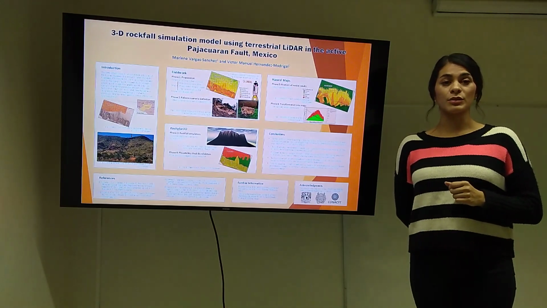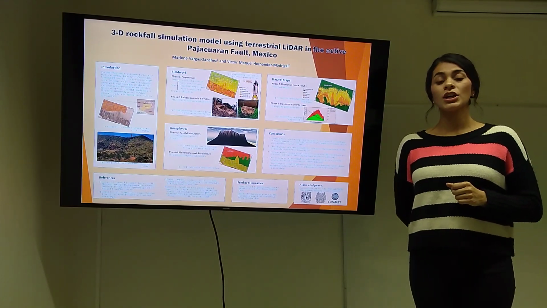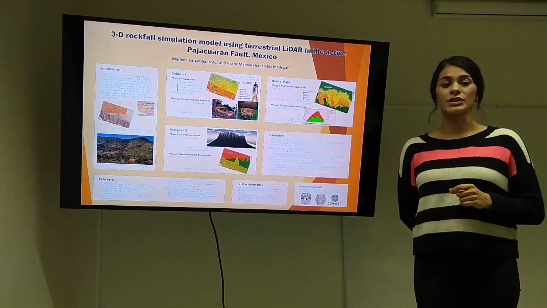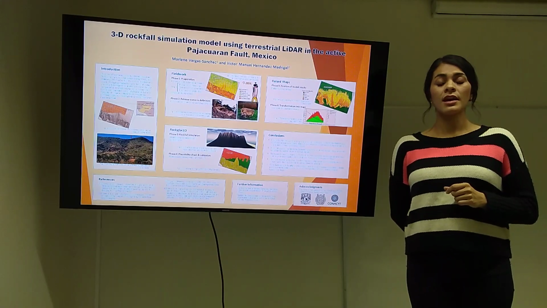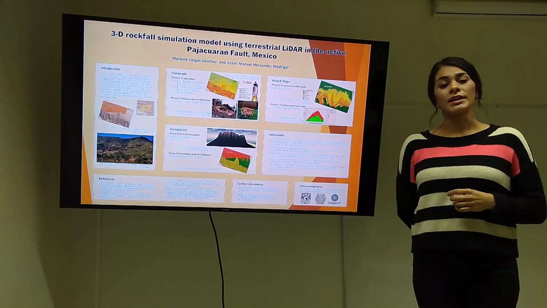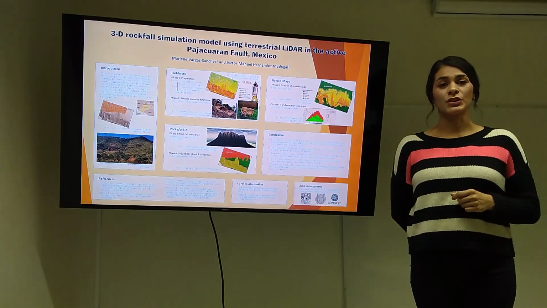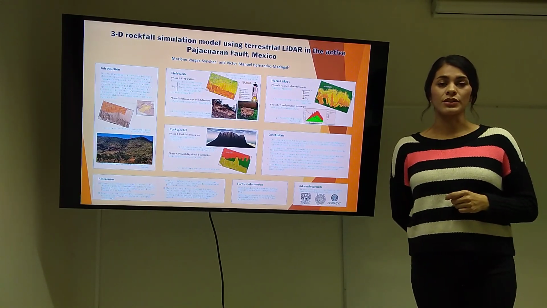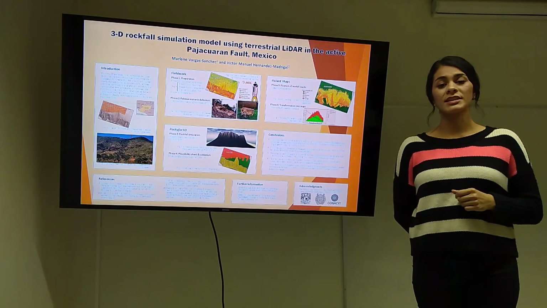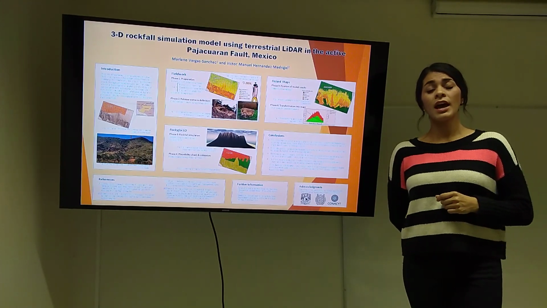First of all, I'll give some brief context. In Mexico, during hurricane season, mountain regions are affected by rainfall-induced landslides on a yearly basis. A clear example is the case study of the Pajacuaran Fault, where an intense rockfall event took place during the beginning of November 2013.